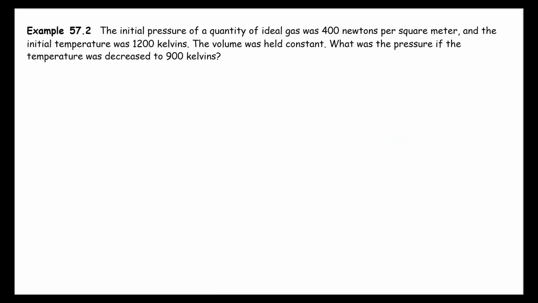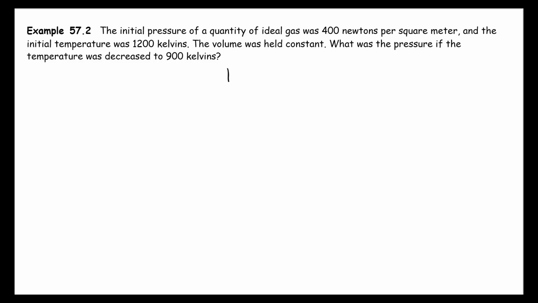Okay, here's another example. The initial pressure of a quantity of an ideal gas was 400 newtons per square meter, and the initial temperature was 1200 kelvins. The volume was held constant. What was the pressure if the temperature was decreased to 900 kelvins?